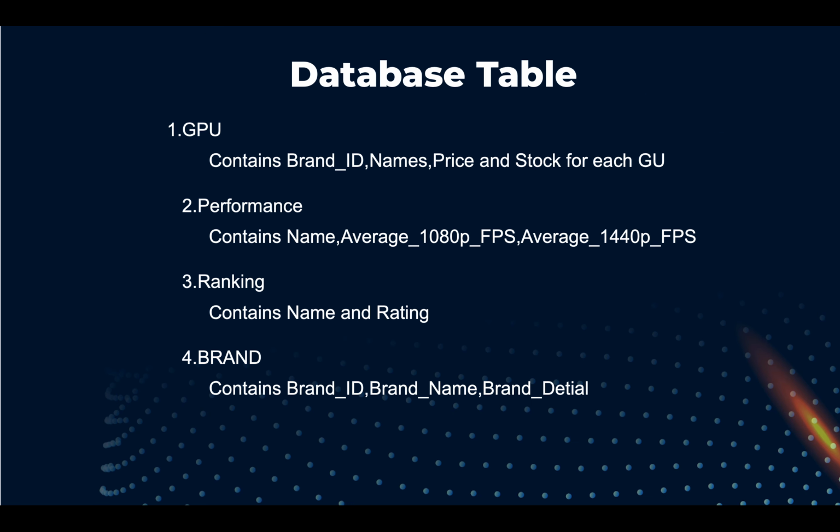My database has 4 tables. First, GPU. Second, performance. Third, ranking. Fourth, brand. The first table contains brand ID, name, price, and stock for each GPU. Second, performance. Performance contains name, average 1080p FPS, and average 1440p FPS. Third, ranking contains name and rating of all GPUs. Fourth, brand contains brand ID, brand name, and brand detail.